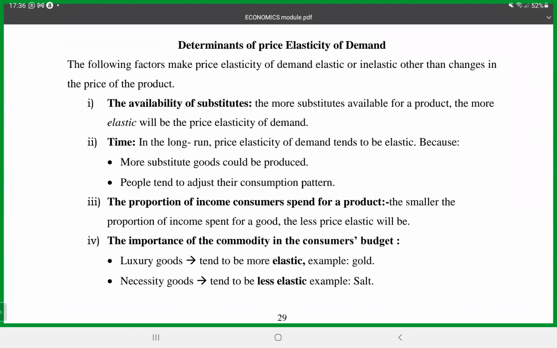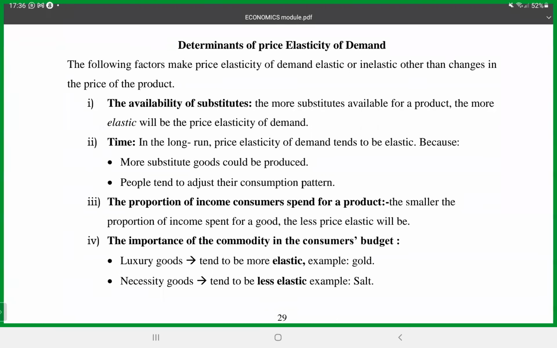The availability of substitute goods is actually one of the determinants of the price elasticity of demand. These are not determinants of demand. We are talking about the determinants of the price elasticity of demand. So you find that the more substitutes available for a product, the more elastic the product will be. People will respond to changes in price when they have substitutes.